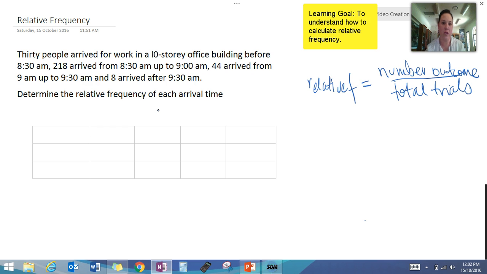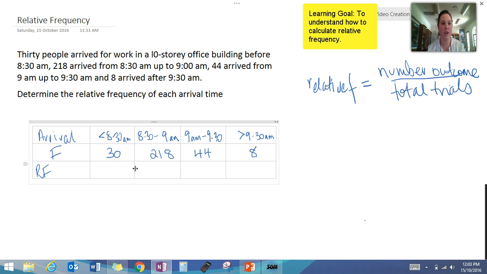Now, to be able to do that, the easiest way for any of these sorts of questions where you're given a whole lot of information is to put all that information into a table. So we have our table here, and we're going to put all of our different types of arrival times into this first box here. And then we're going to put into this box here the frequency of that, and this last bit here is going to be used to calculate our relative frequency. Okay, so we're going to go ahead and do that.